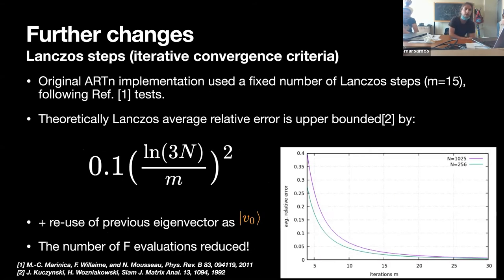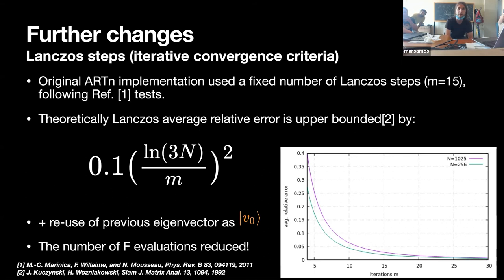So the question that naturally arises is how many steps do we need to converge the eigenvalue? The original ART implementation basically used a fixed number of Lanczos steps, namely 15, which was justified in reference number one, which you see on the bottom. It was done in a system with 1,025 atoms, where they established that in 15 steps, you get good enough convergence of the eigenvalue and of the eigenvector.